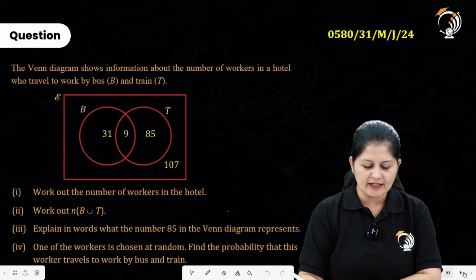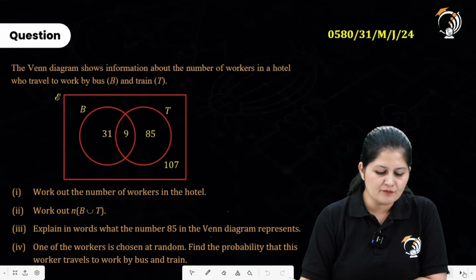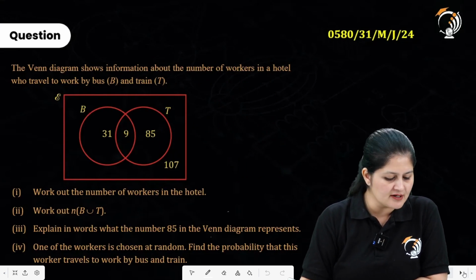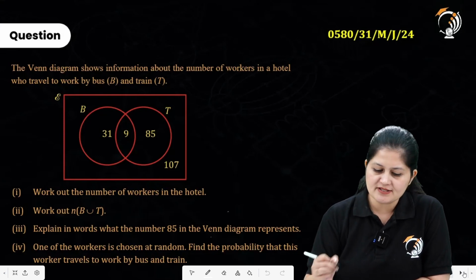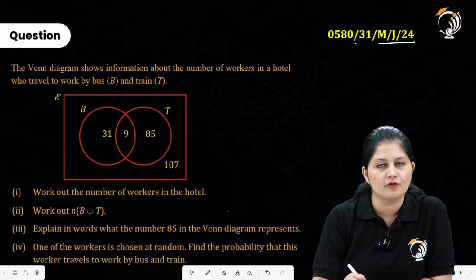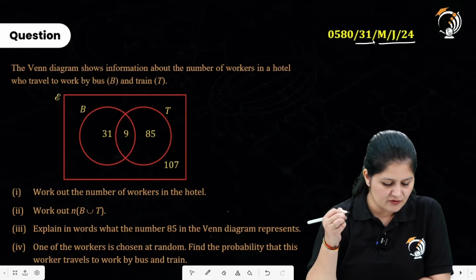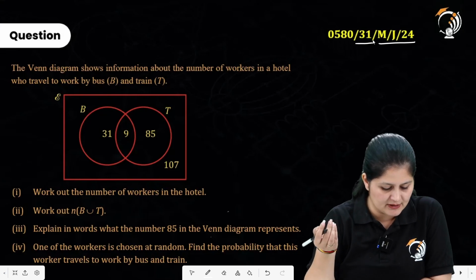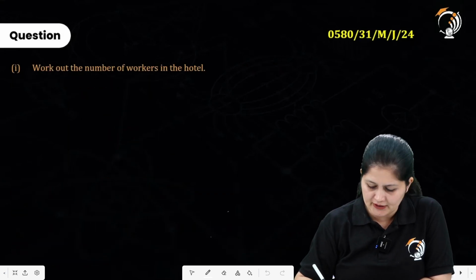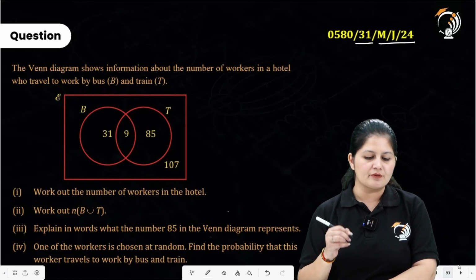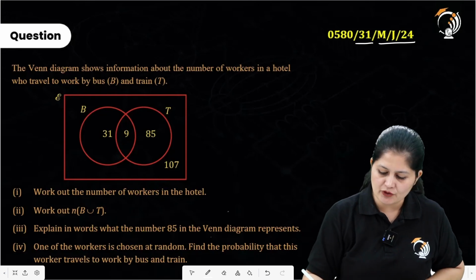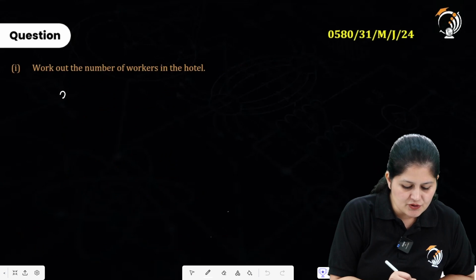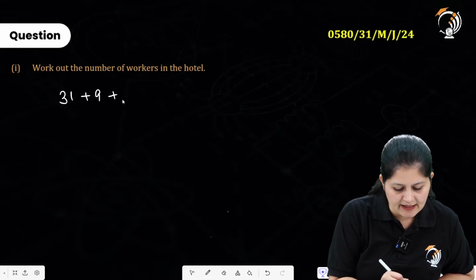Moving forward to the next question here, the Venn diagram shows information about the number of workers in a hotel who travel to work by bus or by train. This is a question from the paper of May June 24 from the variant 3-1. Let's try to figure out what we needed to find out in this question. Here the question says work out the number of workers in a hotel. So we need to find out the total number of workers. We are just going to add up all the quantities here. So this is going to be 31 plus 9 plus 85 plus 107.